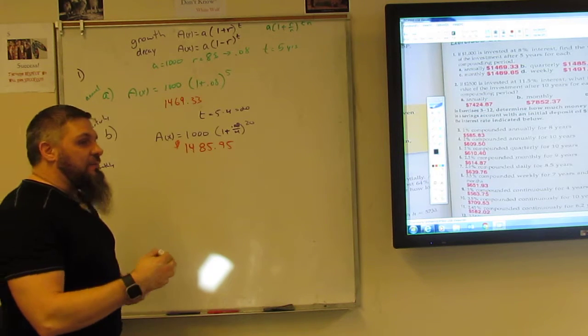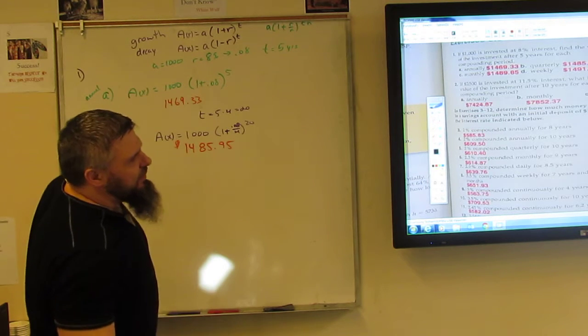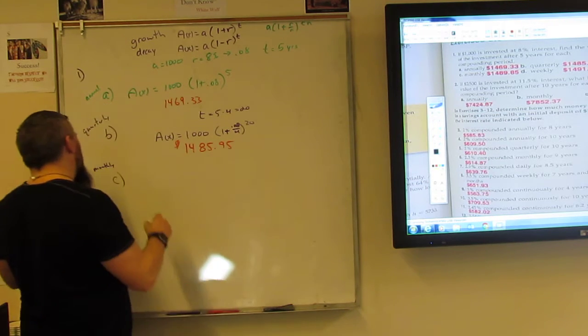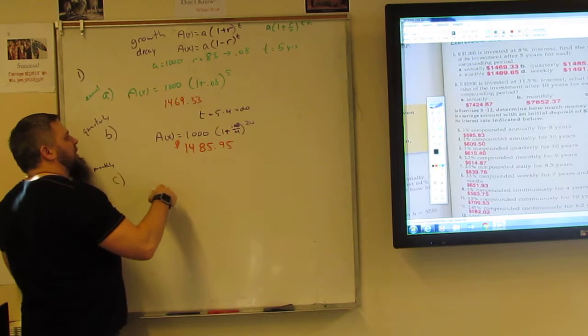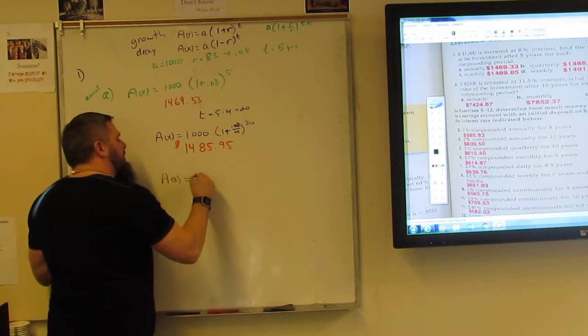So the next problem, number C, is going to be monthly. And so this is going to be A of X equals 1,000.